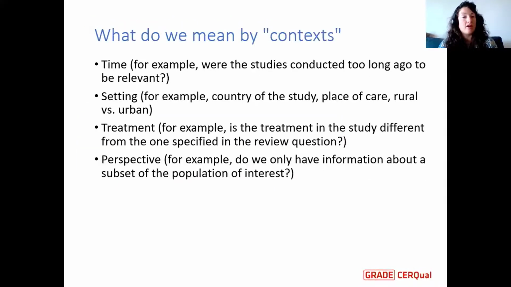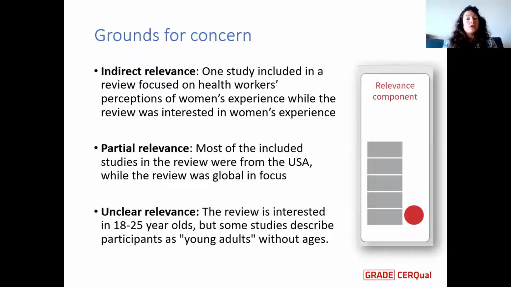And what do we mean by context? That could be things like time, where the study was conducted too long ago to be relevant; the setting, whether the setting in our review question matches the settings of the primary studies that underlie that review finding; the treatment, the phenomenon of interest or the intervention; or the perspective, for example. Grounds for concern around relevance could be indirect relevance, partial relevance, or unclear relevance.